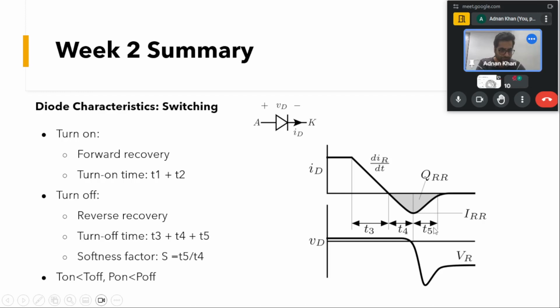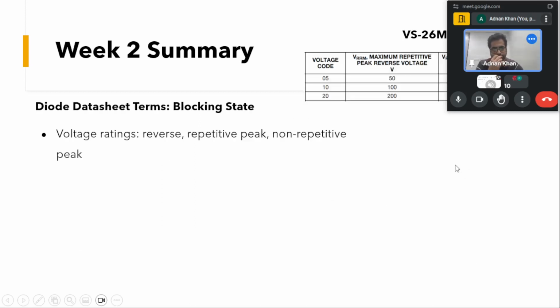Usually you will see this T5 and T4 ratio is 1, and we call that a soft reverse recovery. And if this T5 is smaller than T4, the softness factor is very low. Also, earlier I told you that the turn-off time is very high compared to the turn on. As such, the losses associated with turn off are high compared to turn on. So in the data sheets, mostly the data is given for the turn off rather than the turn on.